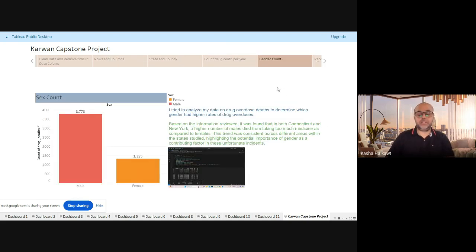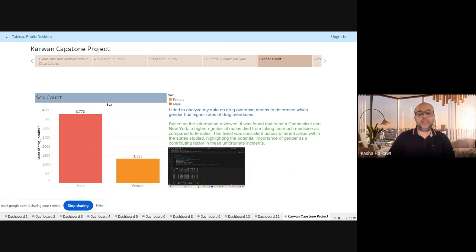Next slide, it talks about gender. In the chart, with Tableau and Python, I have the same number here and here. I try to analyze my data on drug overdose to determine which gender had a higher rate of drug overdose.